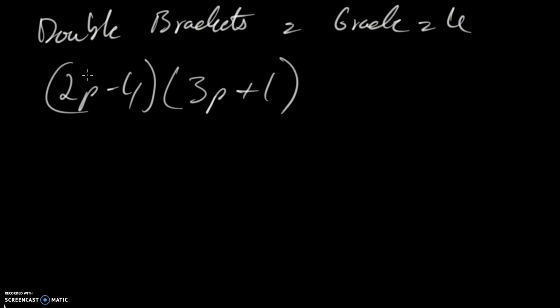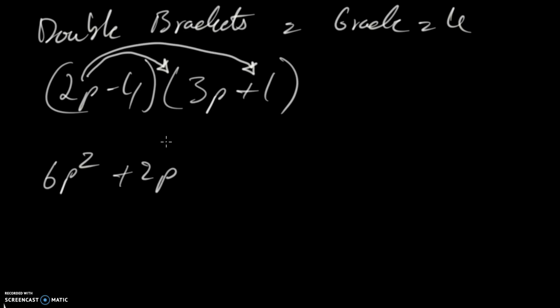Personally, if it's your first time doing these, you can draw the arrows, but after you've done them in a while, you just don't need to draw them. You can just do them in your head. So you do 2p multiplied by 3p, but then you do it again with 2p multiplied by plus 1. So 2p times by 3p, 6p squared, 2p times by plus 1 plus 2p.